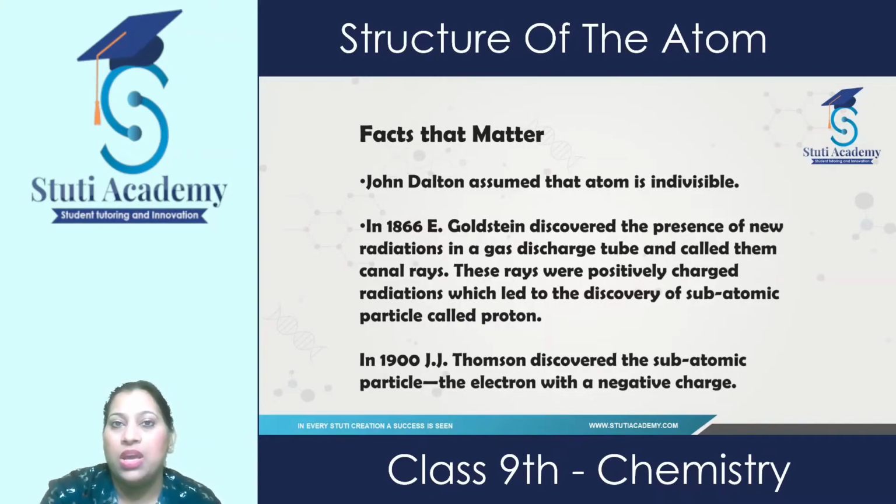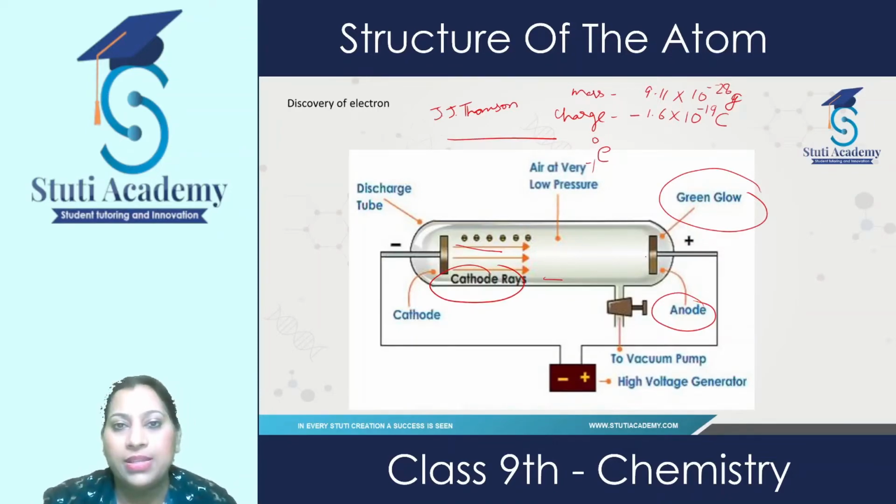G.J. Stoney was the first one who gave the name electron. And J.J. Thomson discovered the existence of electrons in an atom. E. Goldstein discovered protons. J. Chadwick discovered neutrons. How they discovered these subatomic particles, we'll study in detail. The cathode rays, which are present in the discharge tube, travel in a straight line, and they are independent of the gases present in the discharge tube.